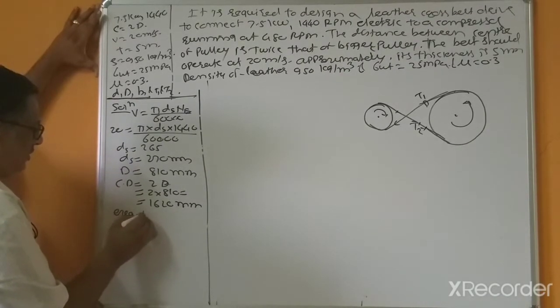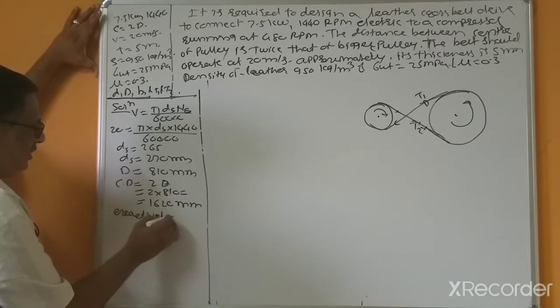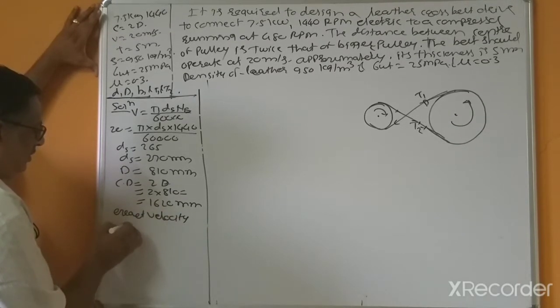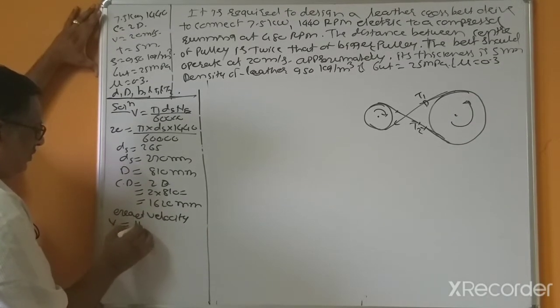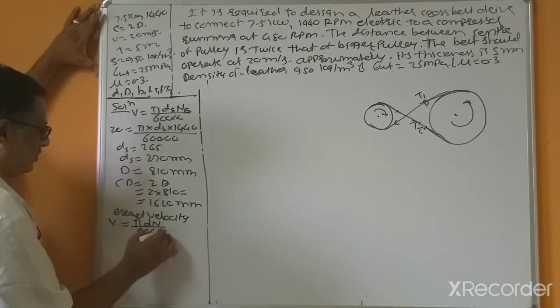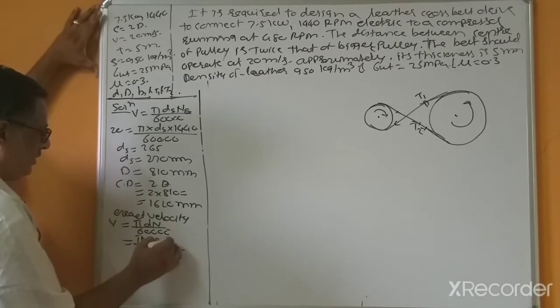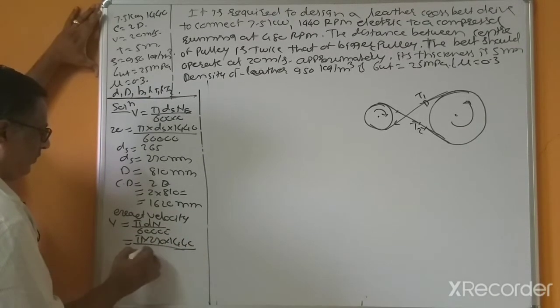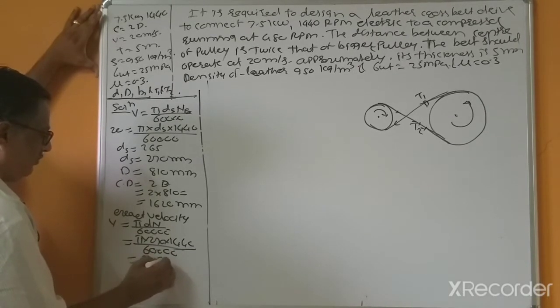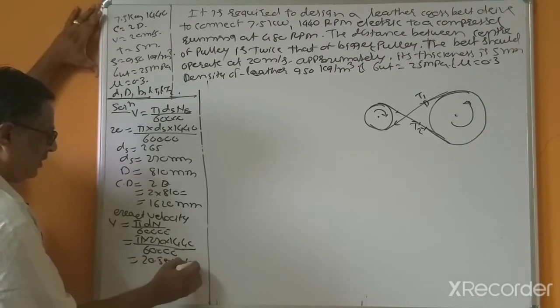Now exact velocity equal to pi d n divided by 60,000, with 270 and 1440, so this is 20.35 meter per second.